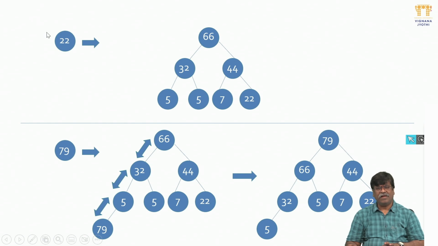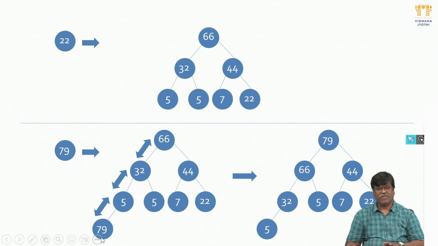Now I am inserting 22. For the right side of 44, the right child is created and you can insert 22, which is less than the root value. There is no problem. So this is the max heap. Now you can insert 79. Where do you have to insert this 79? As the left child of this 5. So you create the left child of 5.